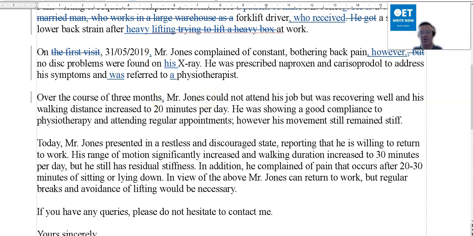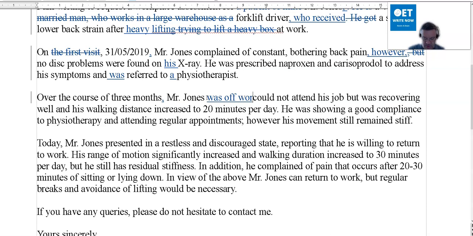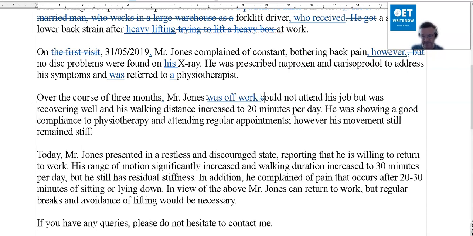Jones could not attend. You don't attend a job, you do a job. So he was off work. Mr. Jones was off work, there's no but. There's no contrast. It's not he couldn't attend, but there is no but. There's not a contrast here. He wasn't working because of his bad back. So it's not a contrast. It's actually additional information. Mr. Jones was off work and was recovering well.